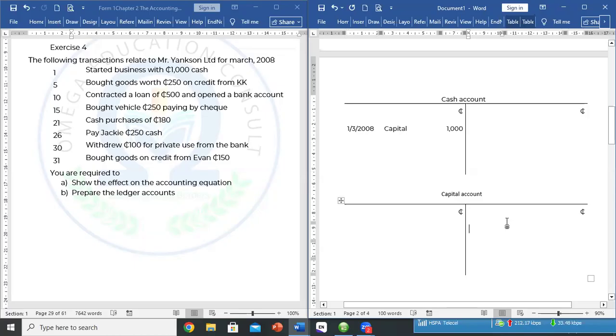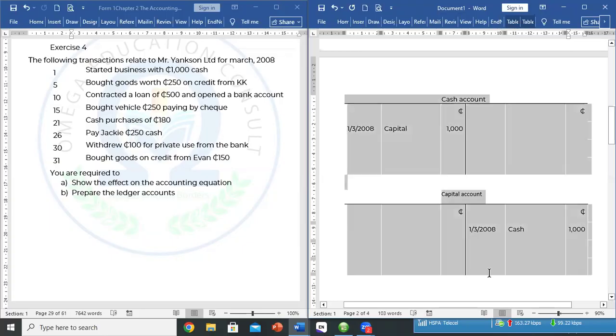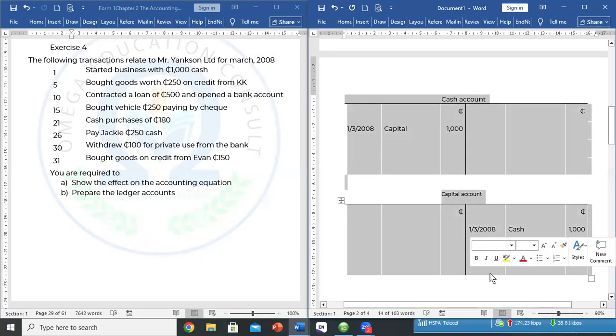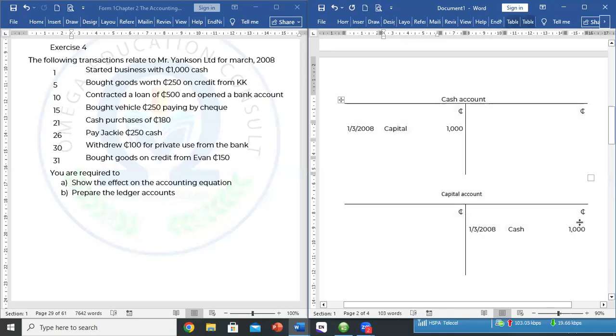In the capital account, we come to the right side. The date is still the same, 1st March 2008. The details is the other account, which is cash. Then the amount is 1,000. So what we have done here is recording in the T account, or the ledger account. The double entry principle has been completed, because we have debited 1,000 and there is a corresponding credit of 1,000.